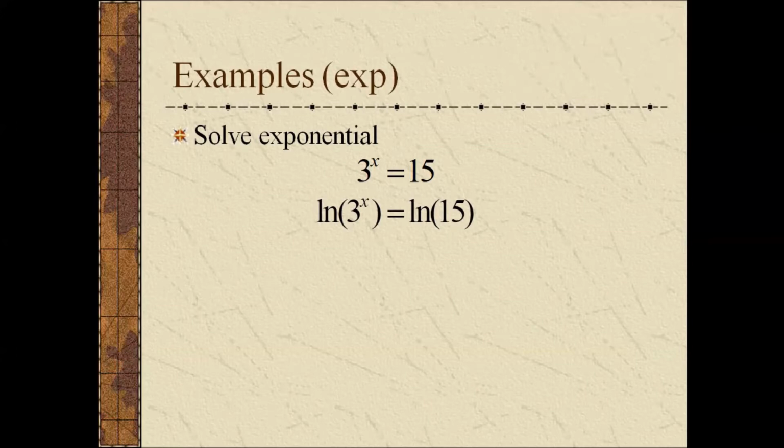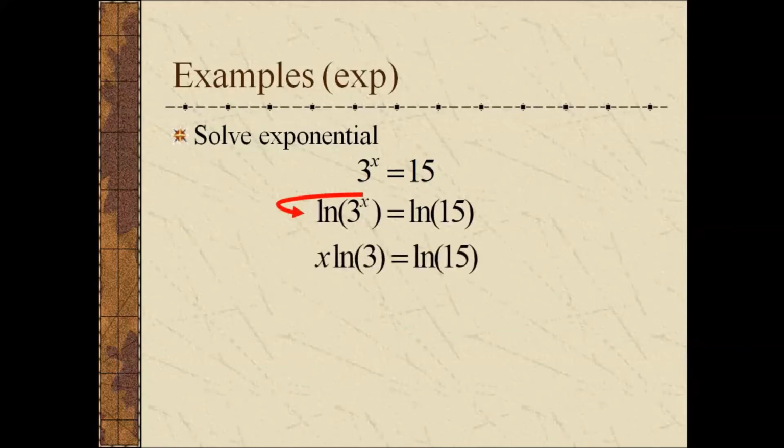This allows us to bring that x out in front of the natural log. So now the equation is x times natural log 3 equals natural log 15. Well, this is just x times some number equals some other number. Divide both sides by natural log of 3, and we have our solution. x equals natural log 15 divided by natural log 3.